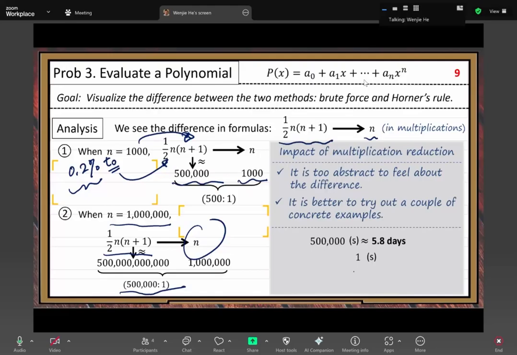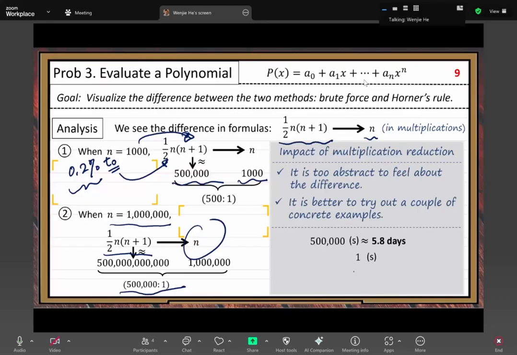That difference. Same formula, 2 different methods. One, you only need 1 second. The other one, you need 5.8 days. Look at the difference. Okay? So you can see the efficiency of the algorithm is so big, so important. Why is efficiency of the algorithm extremely important? From this example, you can see.